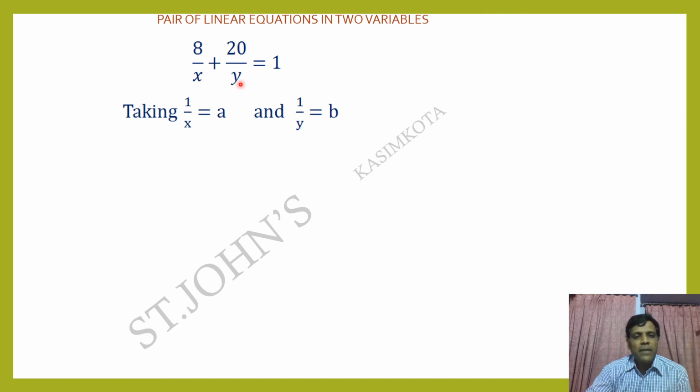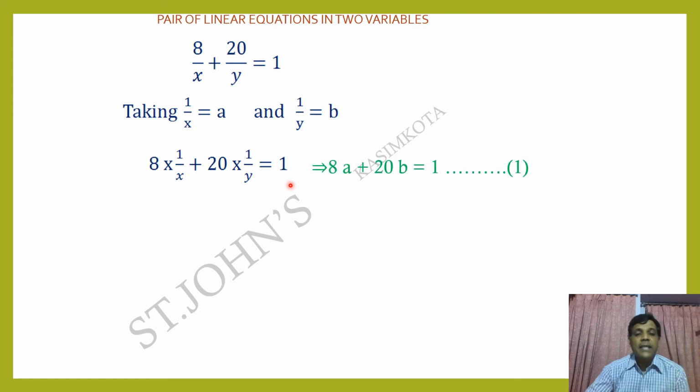Plus 20 by y means 20 into 1 by y equals 1. So 8 by x means 8 into 1 by x, plus 20 by y means 20 into 1 by y, is equal to 1. Okay. 8 into 1 by x means 8a, plus 20 into 1 by y means 20b, is equal to 1. This is written as 8a plus 20b equals 1. This is equation 1.